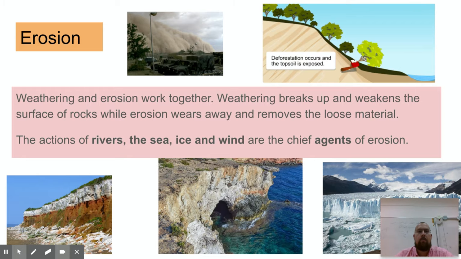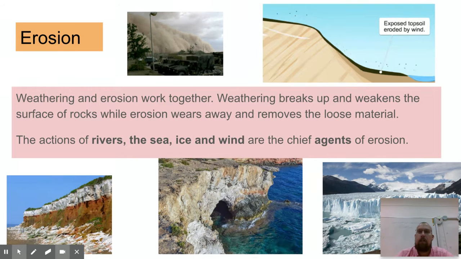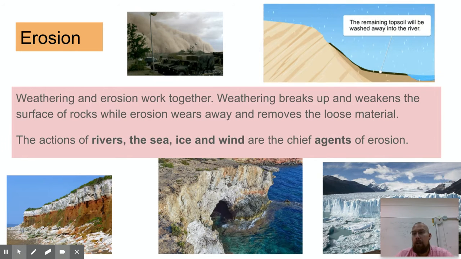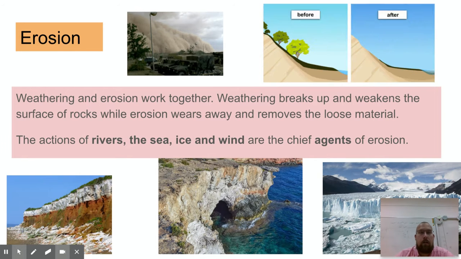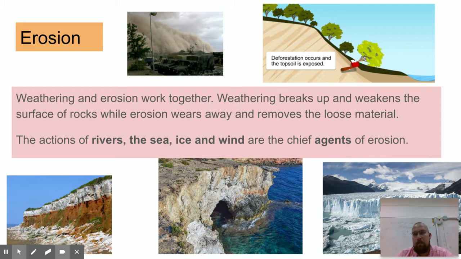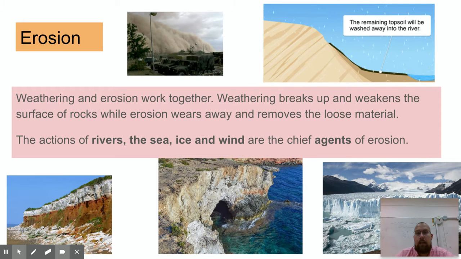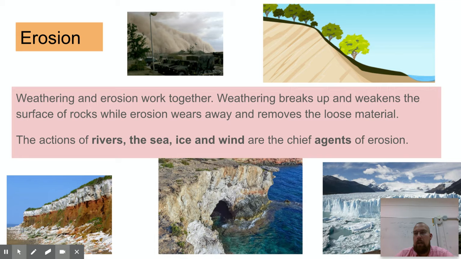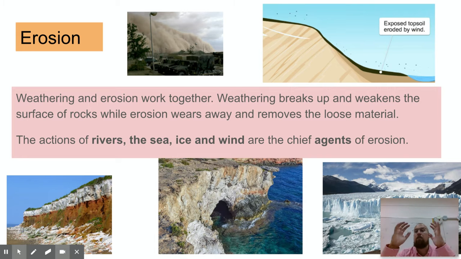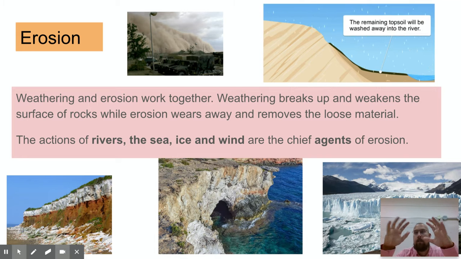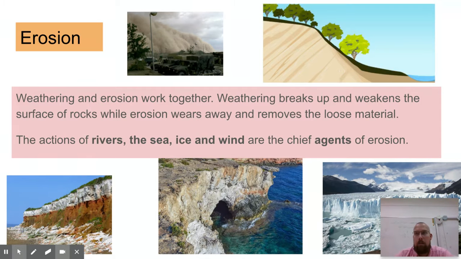Okay, erosion. Weathering and erosion work together. Weathering breaks up and weakens the surface of rocks while erosion wears away and removes the loose material. The actions of rivers, the sea, ice, and wind are the chief agents of erosion. That means these are the main factors that come into play when we're talking about erosion.